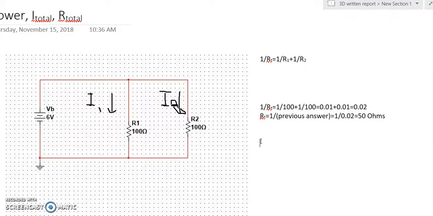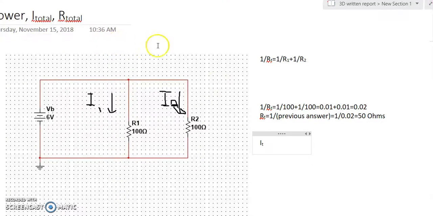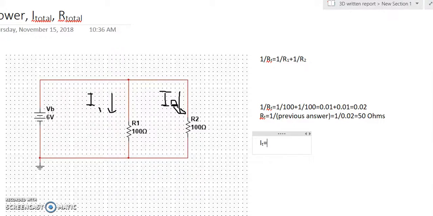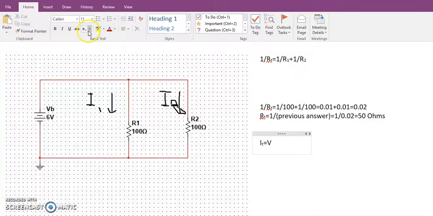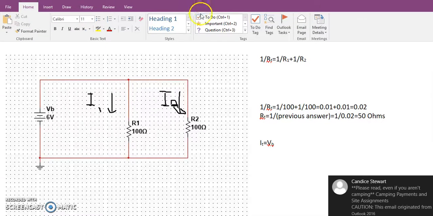So now I'm going to use my answer to find Itotal. So Itotal equals the voltage of the battery over Rtotal. I'm just using Ohm's law in here. This is nothing more difficult than Ohm's law.